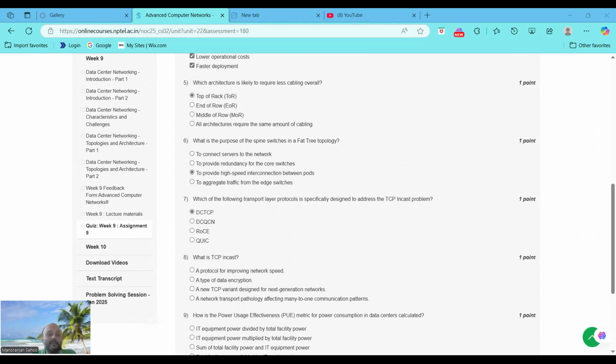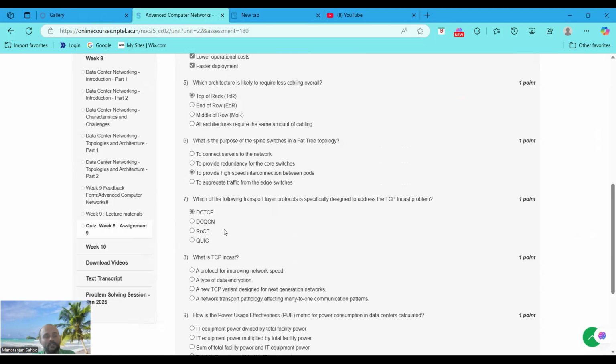Okay. Then what about the second option, DCQCN? DCQCN is for RDMA congestion control, not for TCP incast. Option C is RoCE. RoCE is for RDMA over Ethernet, not for TCP. And the last one is QUIC. It's used for web performance, not data center specific. So the correct option here is option A, that is DCTCP.